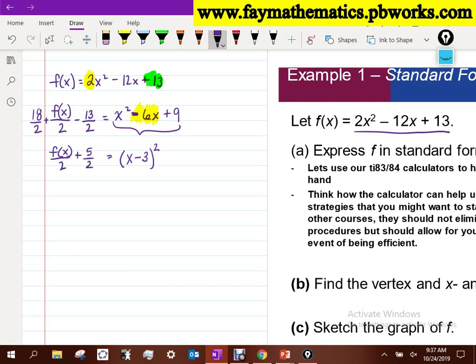Okay. Once we get to this point, remember, we want to try to get f of x by itself. That's trying to get us an alternative form of this. So I need to isolate that f of x.